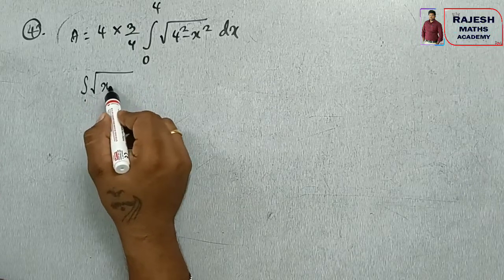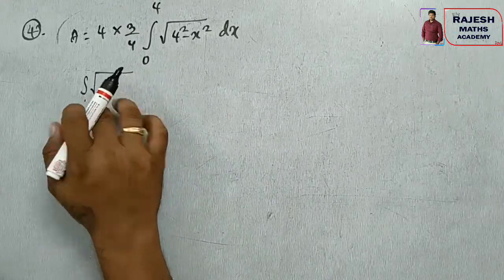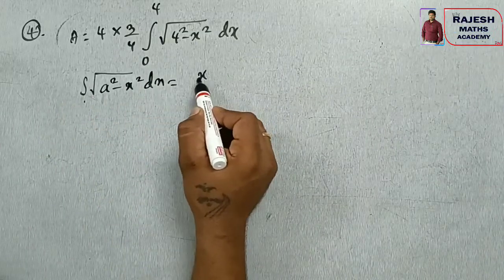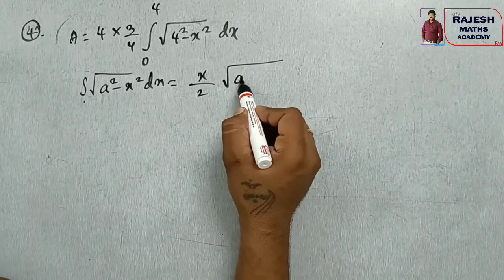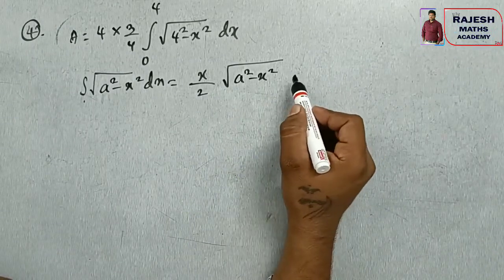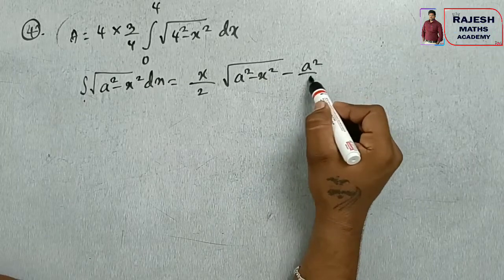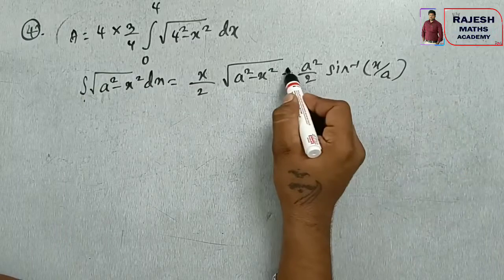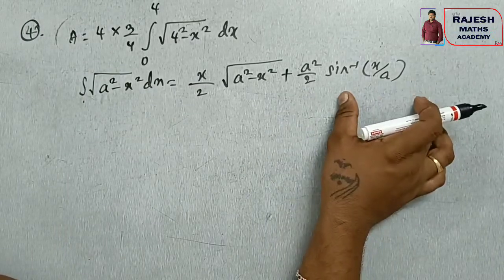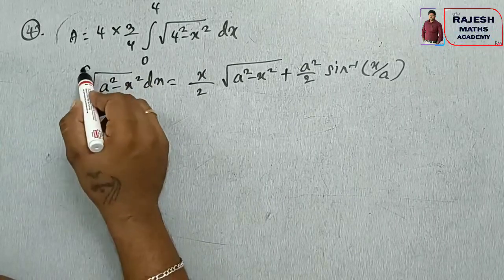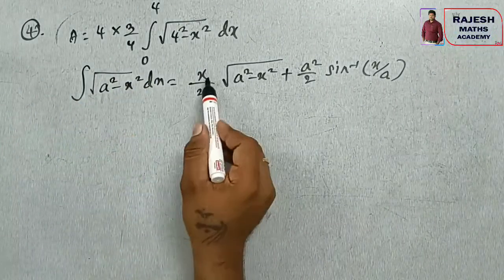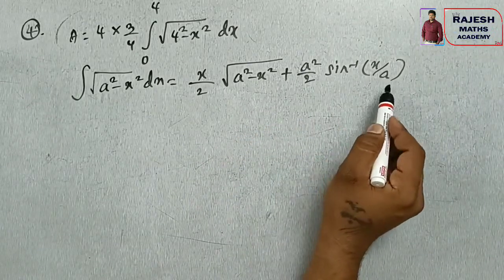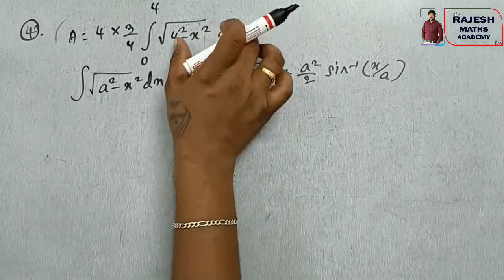So integral root of a square minus x square dx equals x by 2 square root of a square minus x square, minus a square divided by 2 sin inverse of x by a, sorry, plus a square by 2 sin inverse of x by a. So integral root of a square minus x square dx equals x by 2 into root of a square minus x square plus a square by 2 into sin inverse of x by a. This is the formula. So this formula I am going to apply in the integral.